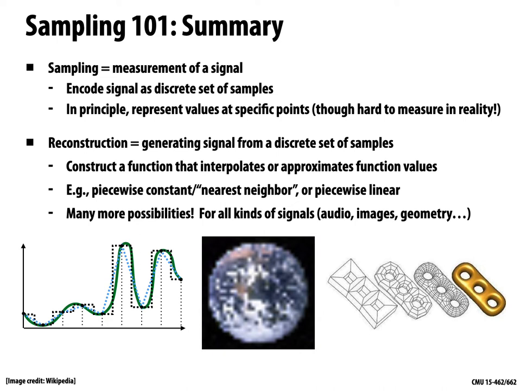Reconstruction is the opposite process. We have this finite set of samples, we have numbers sitting on our computer, and we want to construct a function that interpolates between these values to create a continuous signal. Okay, so we saw piecewise constant or piecewise linear reconstruction, but there are many, many more possibilities. And especially as we start to look at more sophisticated kinds of signals that show up in computer graphics, so going from audio to images to three-dimensional surfaces, the questions about sampling and reconstruction get harder and also a lot more interesting. So let's try to tie this back to our main problem of rasterization.